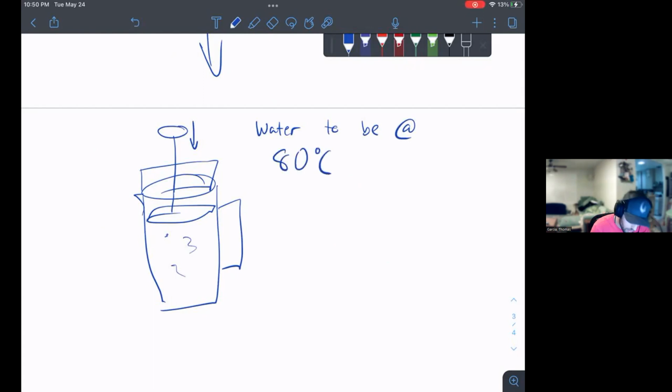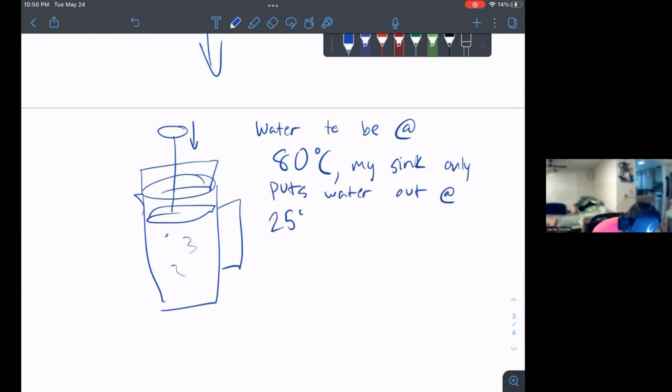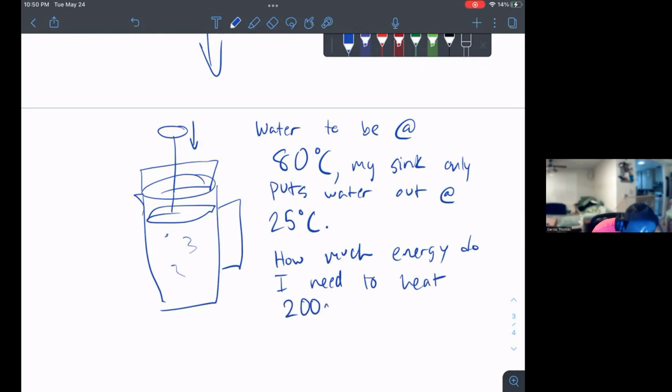But for my French press, I like my water to be at 80 degrees Celsius. However, my sink only puts water out at 25 degrees Celsius. So the question is, how much energy do I need to heat 200 grams of water to coffee temperatures?